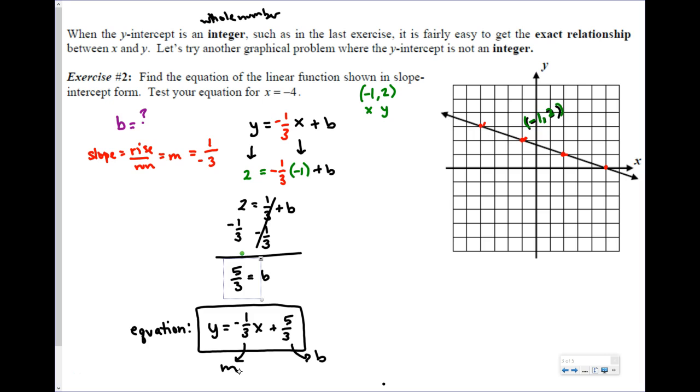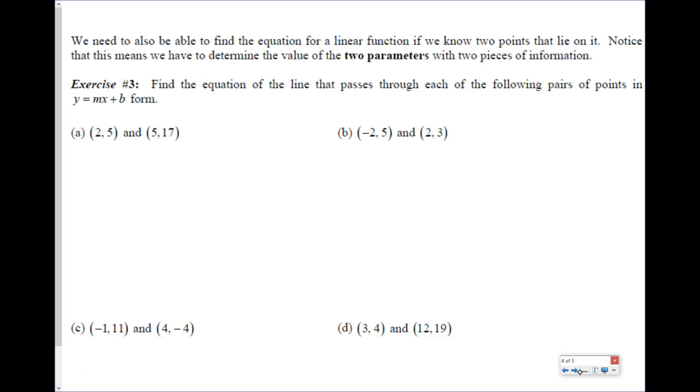All right? Okay, turn your page in your notes. Let's take a look at exercise 3. We need to also be able to find the equation for a linear function if we know just 2 points that lie on it. Kind of like what we just did before. But this is without the graph, where it's just giving you 2 points. So, exercise 3, find the equation of the line that passes through each of the following pairs of points in y equals mx plus b form.